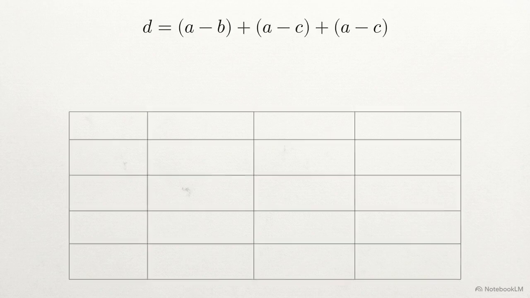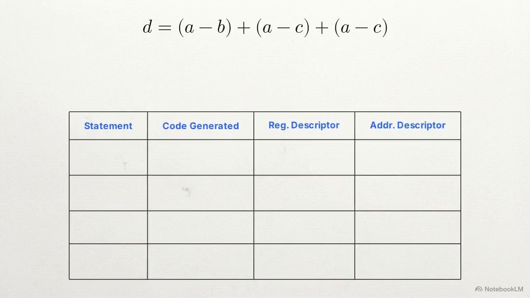We can see this in practice by generating code for the expression D equals A minus B plus A minus C plus A minus C. We'll track the descriptors through each step, starting with T equals A minus B. The compiler translates the first operation into 2 instructions. Variable A is moved into register 0, and B is subtracted from it. The register descriptor is updated to show that register 0 now contains the intermediate value T. The address descriptor marks register 0 as the valid location for T. By keeping T in the register, the compiler avoids the cost of writing this intermediate result back to memory.